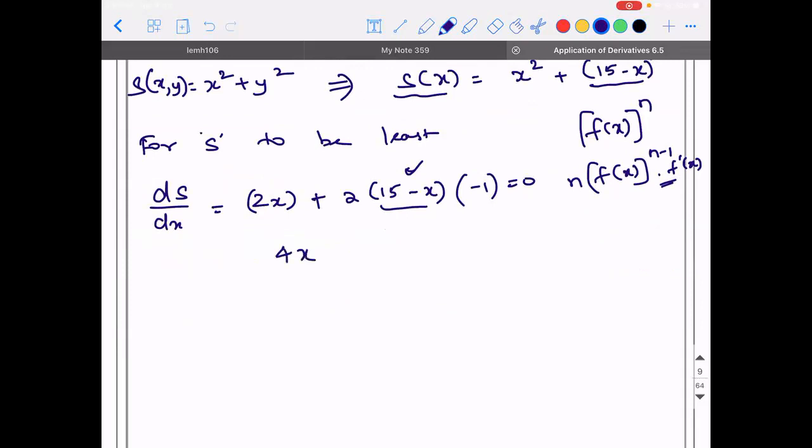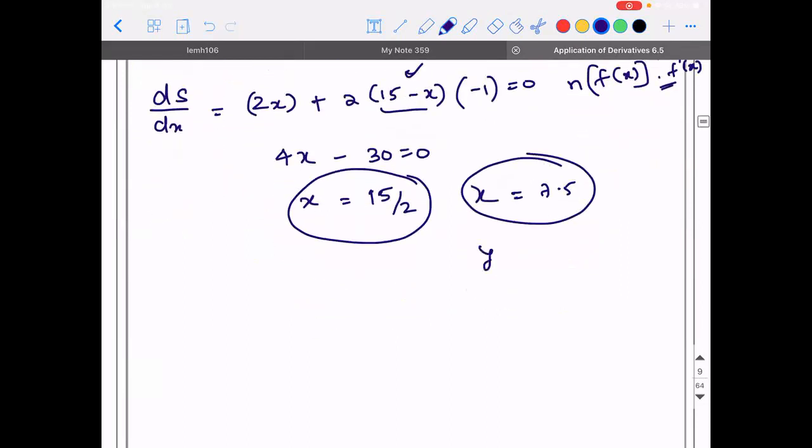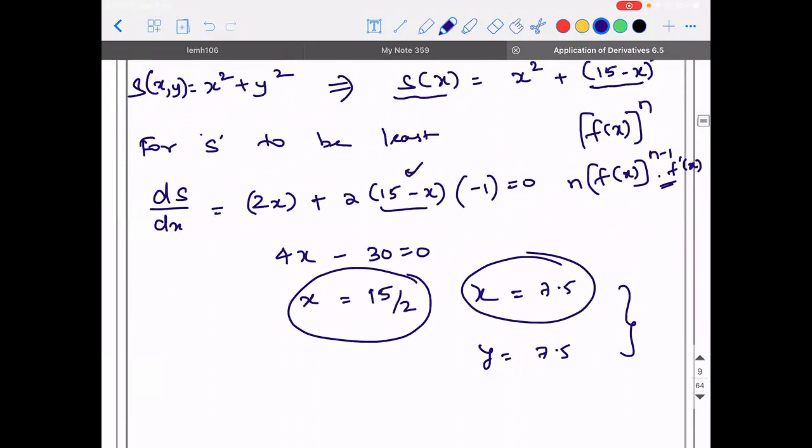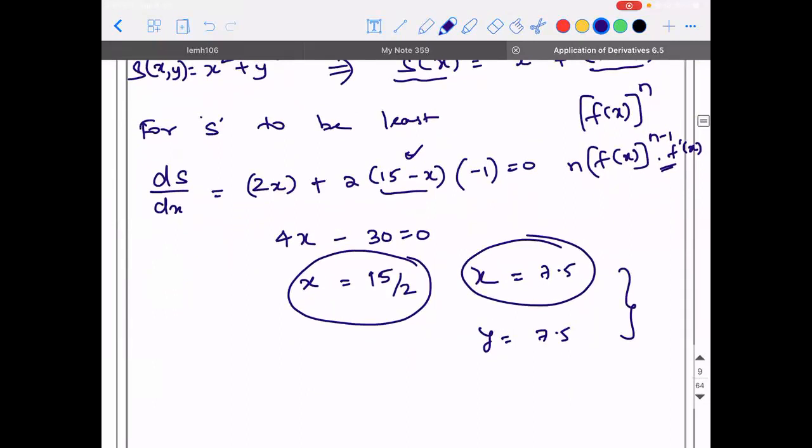I'll get 4x minus 30 is equal to 0. So x will be equal to 15 by 2. That is 7.5. So what we are trying to say is when x is 7.5, y is also 7.5. Okay. So what is it that we are supposed to do to prove that this is the least value?